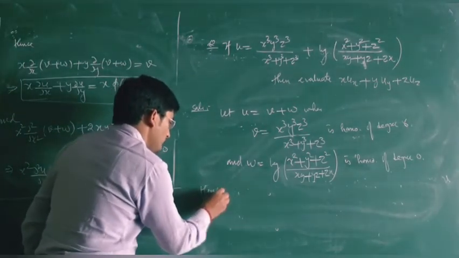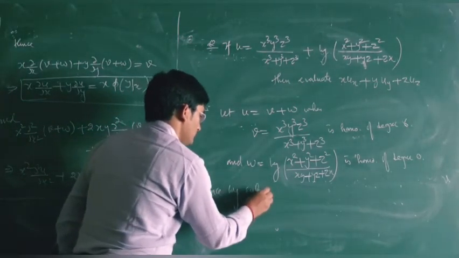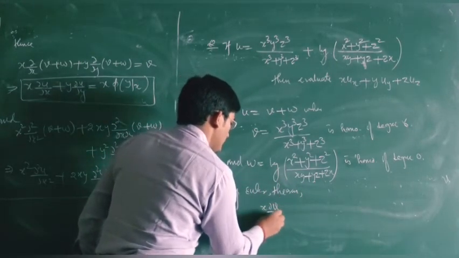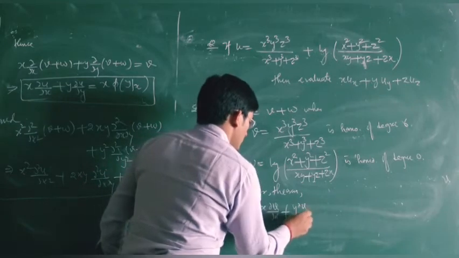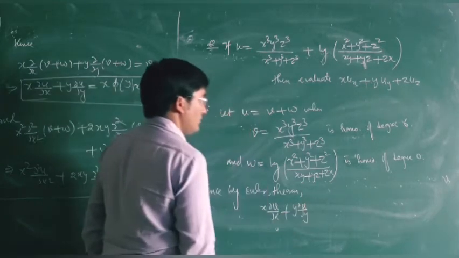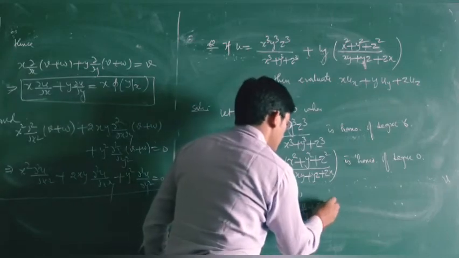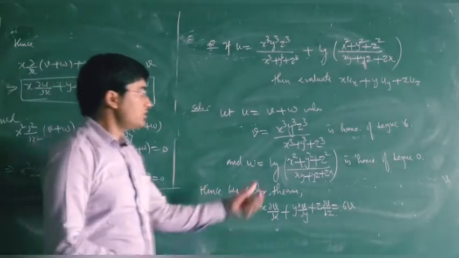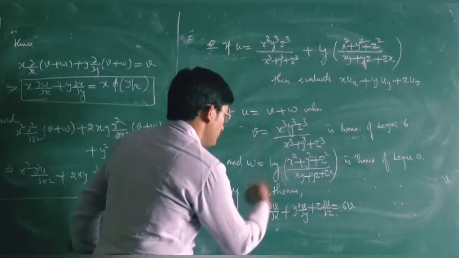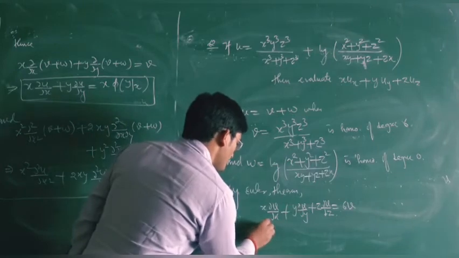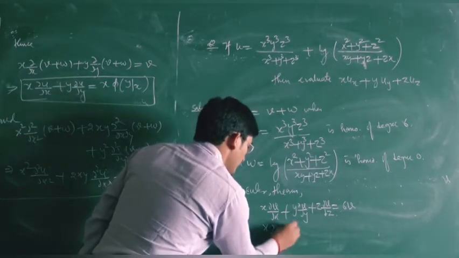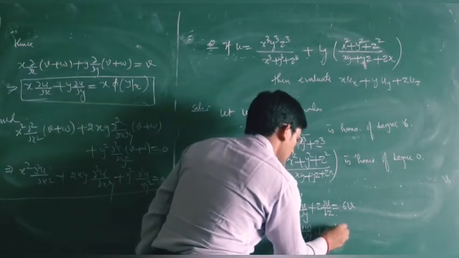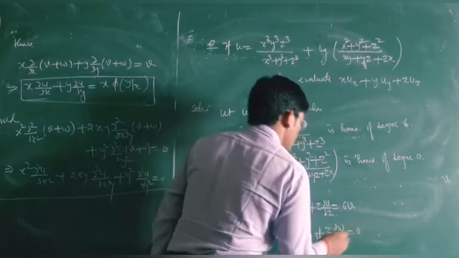Hence, by Euler theorem, the value of x into del v upon del x plus y del v upon del y plus z del v upon del z is equal to 6 into v, because v is homogeneous of degree 6. Similarly, w is homogeneous of degree 0, so we have x del w upon del x plus y del w upon del y plus z del w upon del z equal to 0.